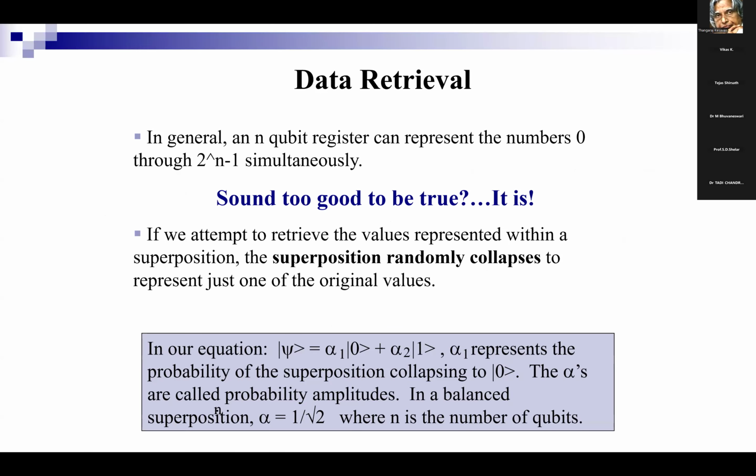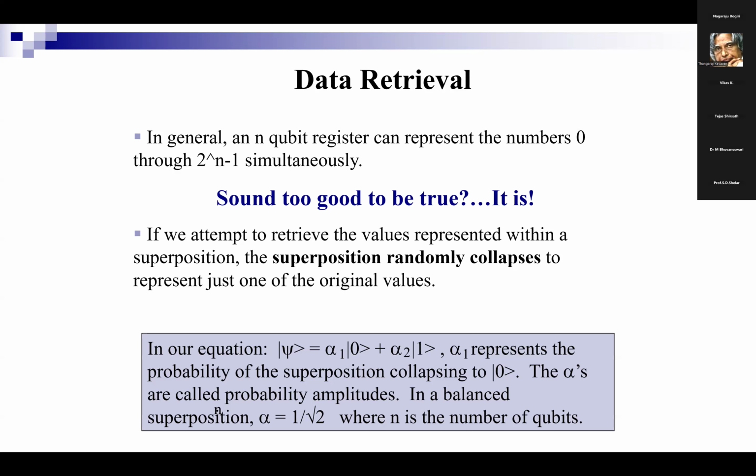In quantum computing, an n-qubit register can represent the numbers as depicted here, simultaneously due to the principle of superposition. This means that a quantum system can encode a large number of possible states at once, making it appear as if it can process many possibilities in parallel.